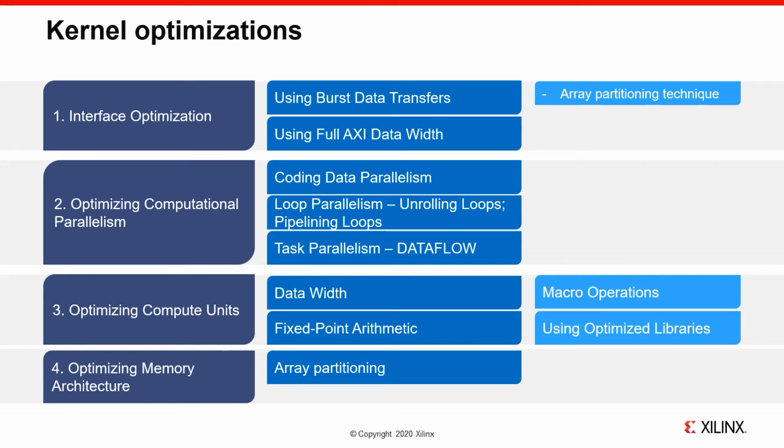Next, optimizing computational parallelism involves applying directives to allow operations to be implemented in parallel. This may involve unrolling and pipelining loops, or applying the data flow directive to implement task parallelism inside the kernel. Compute units can be optimized further by reviewing data widths and arithmetic functions on two levels.